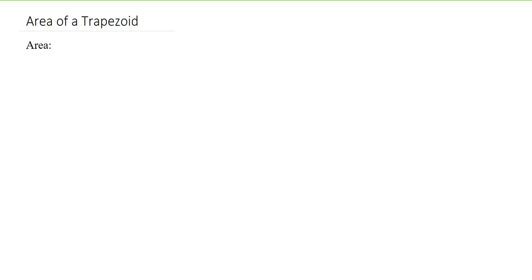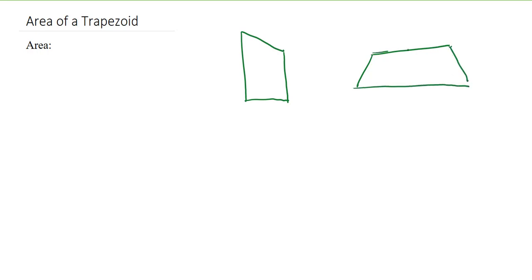Area of a trapezoid. First, let's go over what a trapezoid looks like. Maybe you have something like this, or you can have something like this, but what's important is you have parallel lines. So this is a parallel line, right? Or a parallel set of lines, because these just run parallel.